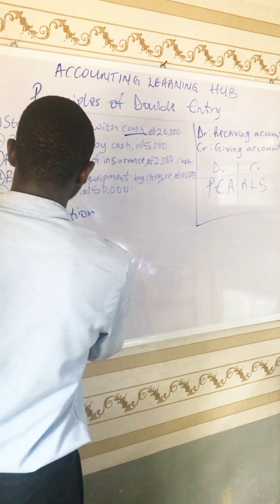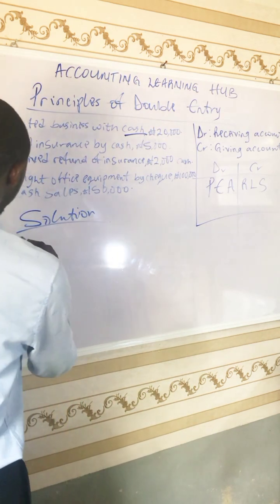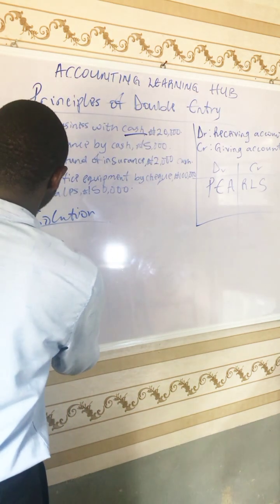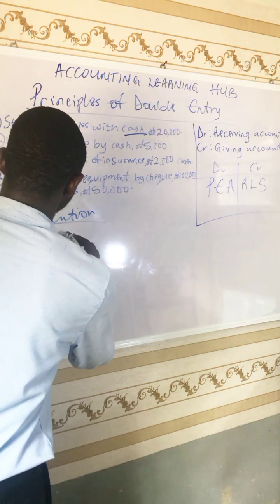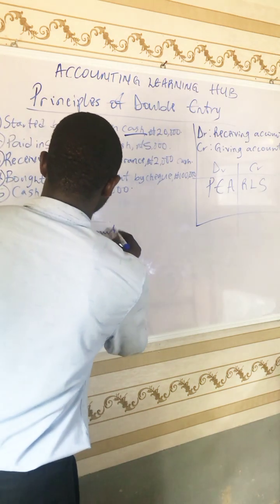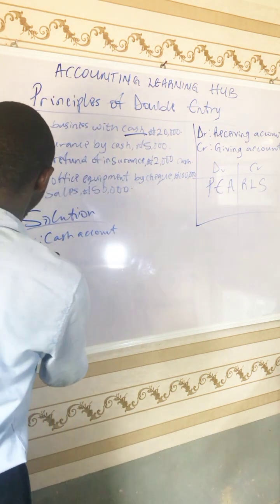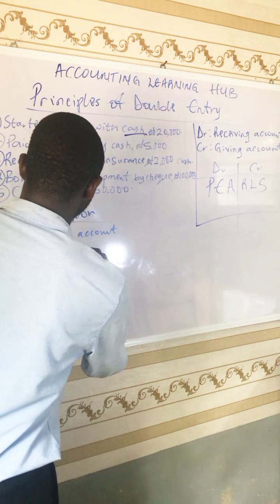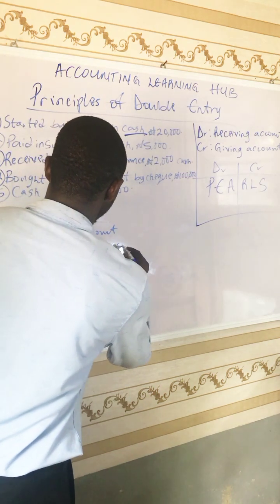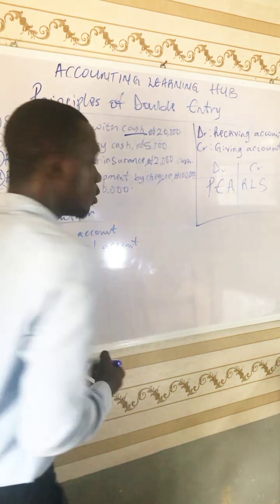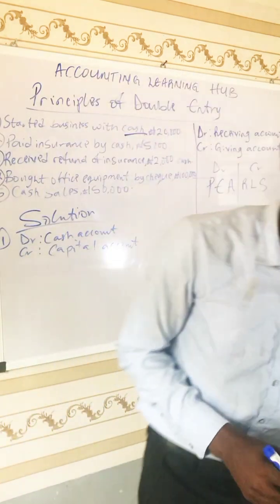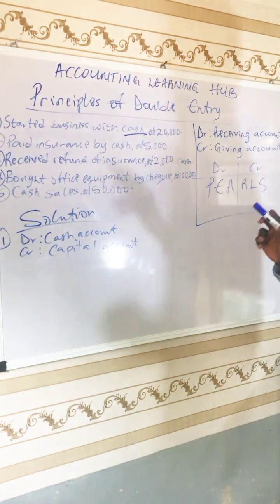So solution 1, we debit cash account, then credit capital account. Do you understand that?